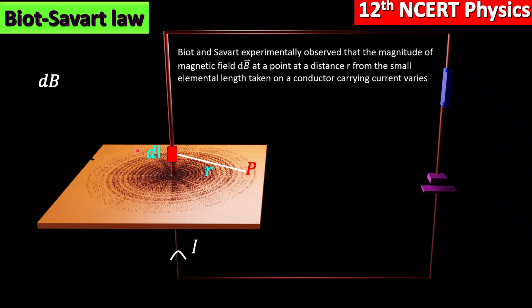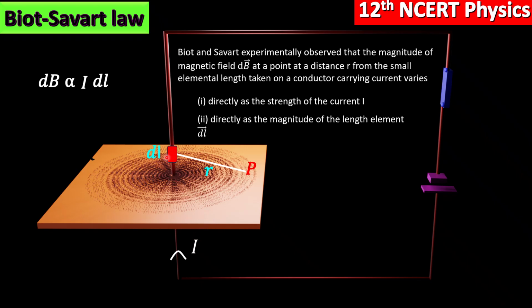We know that as current increases, magnetic field increases. So dB is directly proportional to the strength of the current I. Similarly, if the length of the element increases, magnetic field increases. So dB is directly proportional to the magnitude of the length element dl vector. If the angle between dl and r is theta, then it is directly proportional to the sine of the angle theta between dl vector and r cap, because sine 0 is 0, sine 90 is 1. So if theta increases, dB value increases.